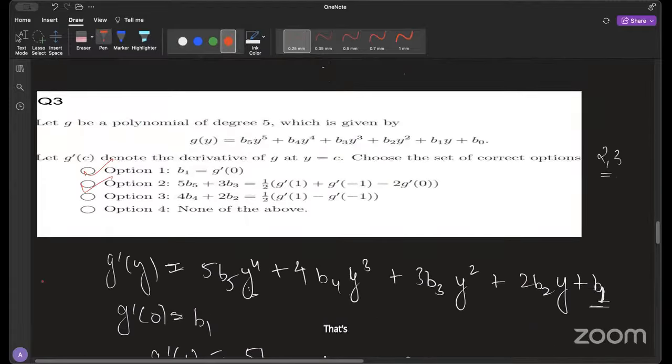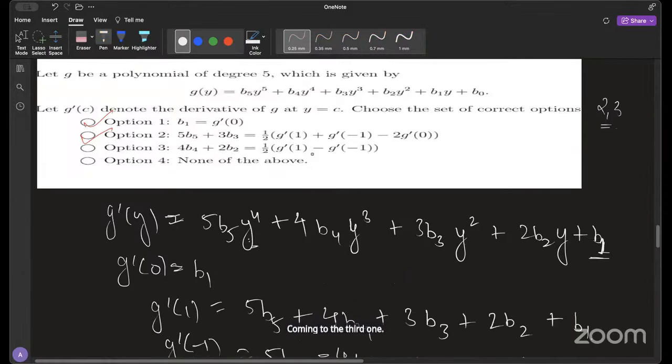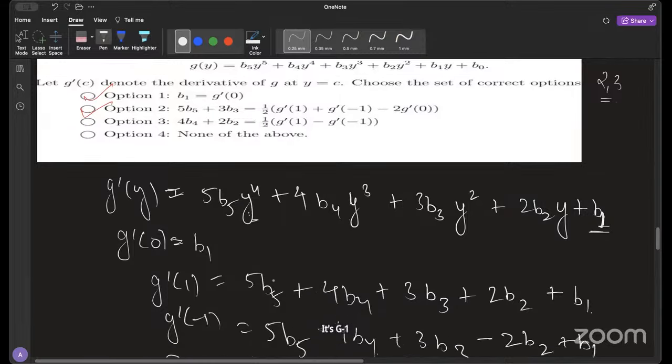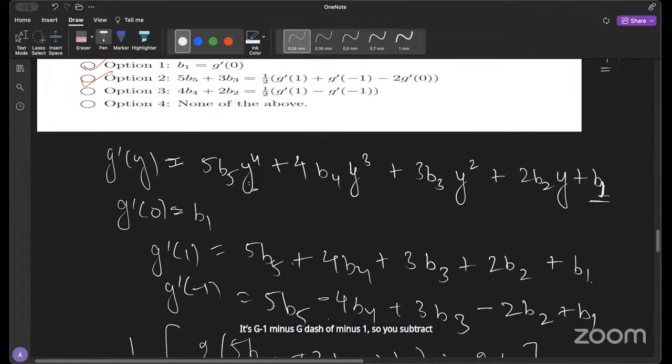That's the given option here. That means that's also correct. Coming to the third one, it's g dash 1 minus g dash of minus 1. So you subtract this thing from this thing this time.